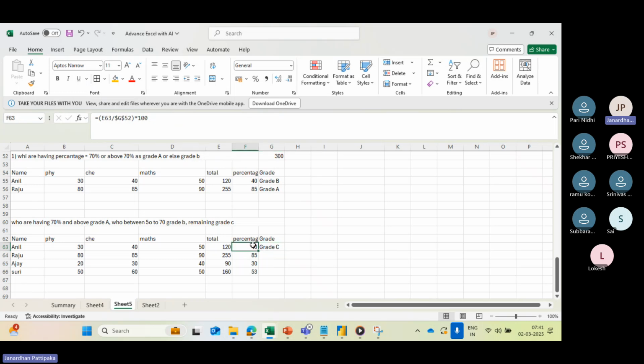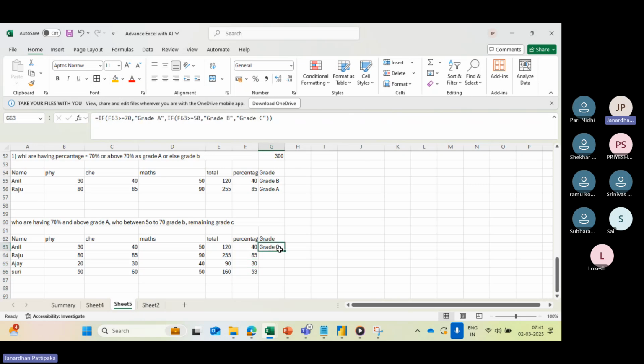Here for grade C, what is the percentage? It is not above 70. It is not greater than or equal to 70, so it does not fall here. It is also not greater than 50, which means 50 to 70 is also not falling. Its percentage marks is only 40, which means it is below 50 and below 70. That's why you're getting grade C. 85 means you will get grade A. 30, again you will get grade C. 50, again you will get grade C.